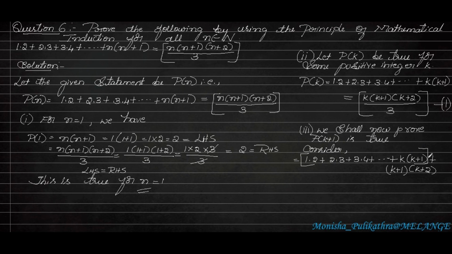Next, I have to substitute this equation 1 to this series. So instead of this series, we have to equate this equation. So it will become k into k plus 1, k plus 2 whole divided by 3 plus k plus 1 and k plus 2. Okay. So I will be continuing in the next slide.